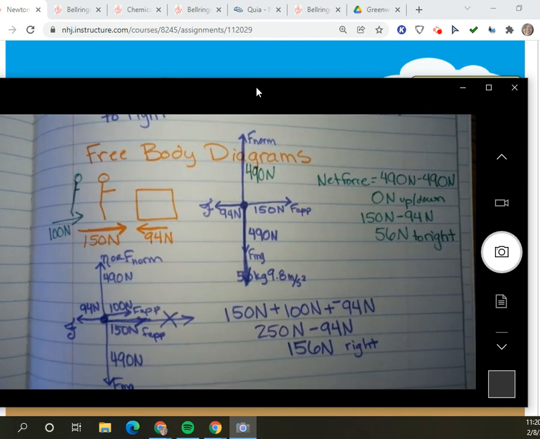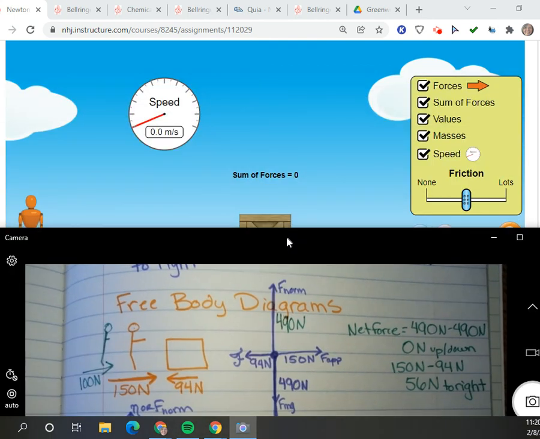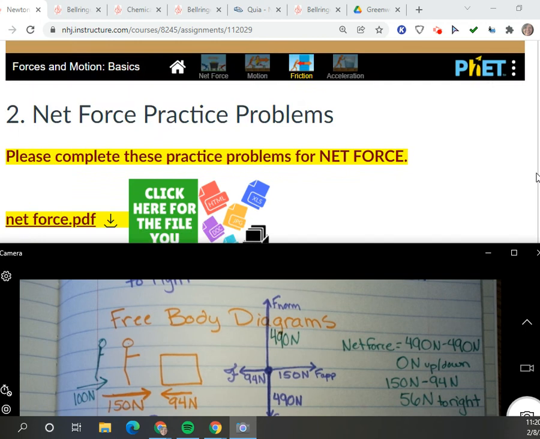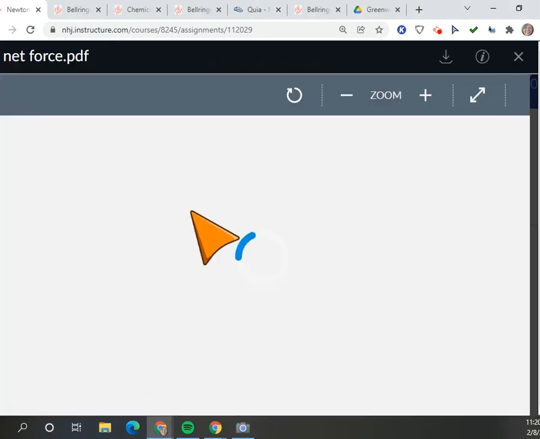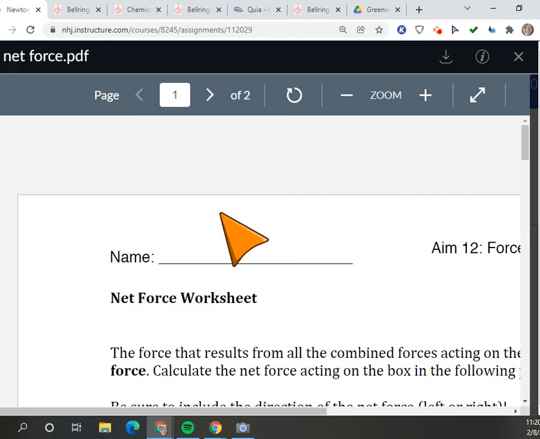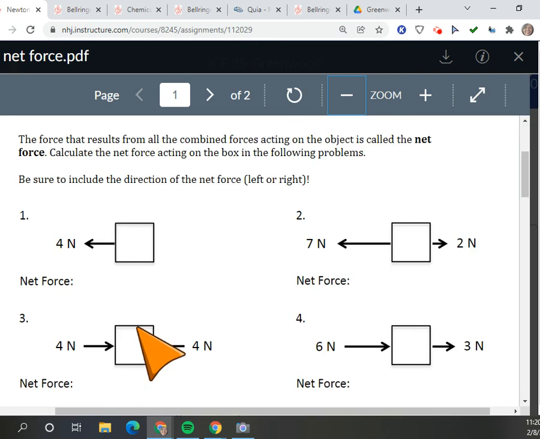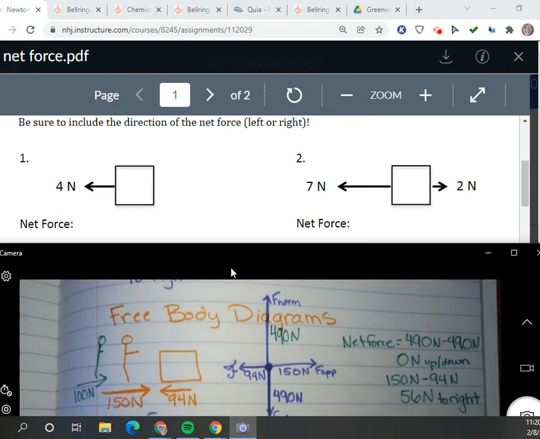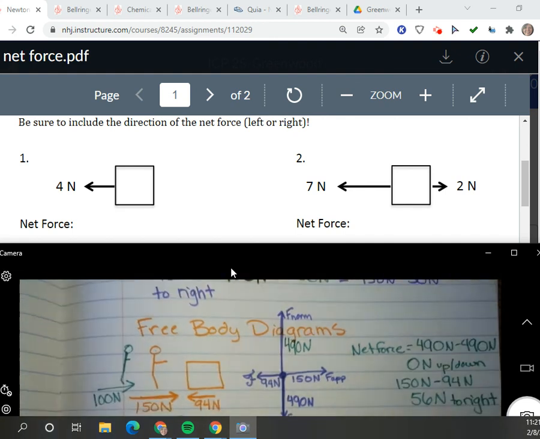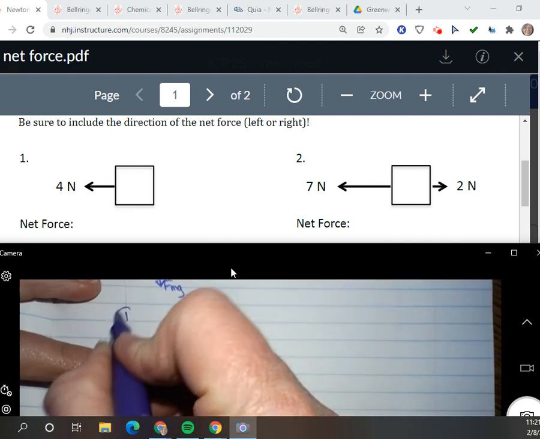All right, let's look at the practice that you're going to have to do. Let me look at the lesson today. Here's the practice. There are 2 pages, but I'm only going to have you do the first page for right now. We'll do a couple of them together so that you can see. Let's look at number 1. Now, this does not show all of the forces acting on our object. So what forces are missing from this picture?